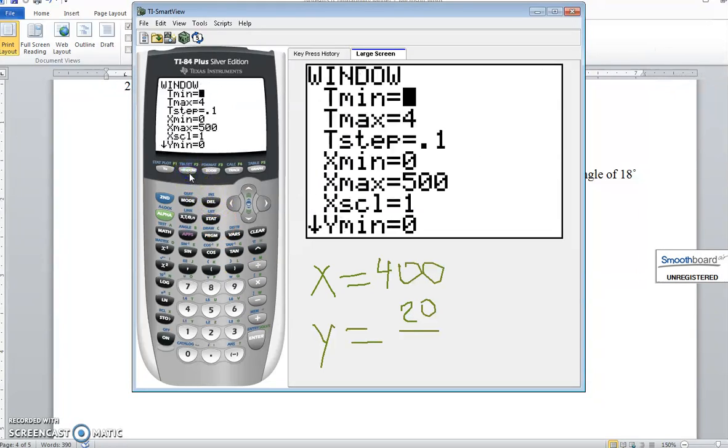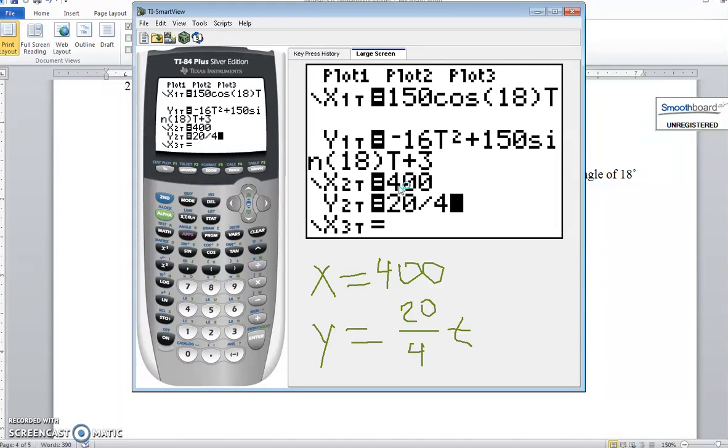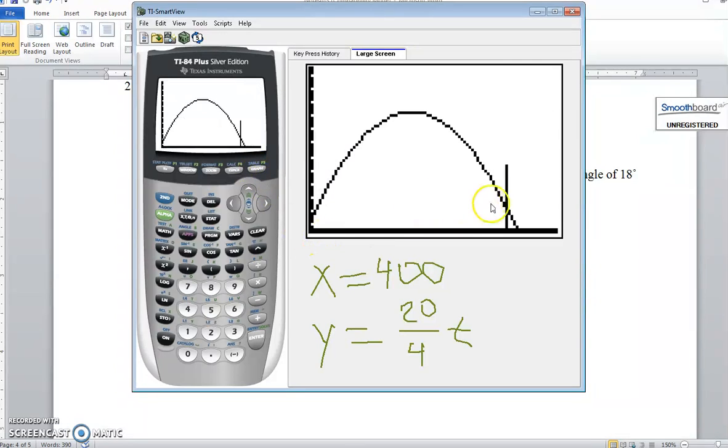If I go back to my window, my T-max was 4. So it changes based on what I'm trying to do here. But T-max is 4, and then times the T. So I'm going to enter that into Y equals. Okay, so 400, and this would be 20 divided by 4 times T. Okay, and if I graph it again, I should see a wall appear. Okay, and there was the wall right there. So it would have to be above this if it was going to work.